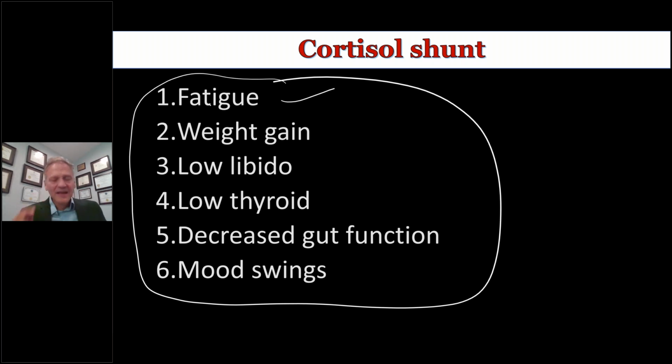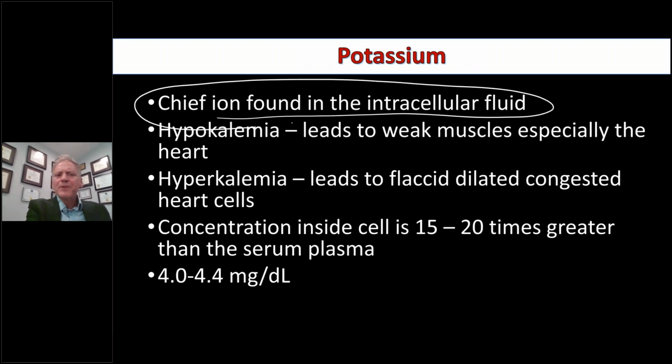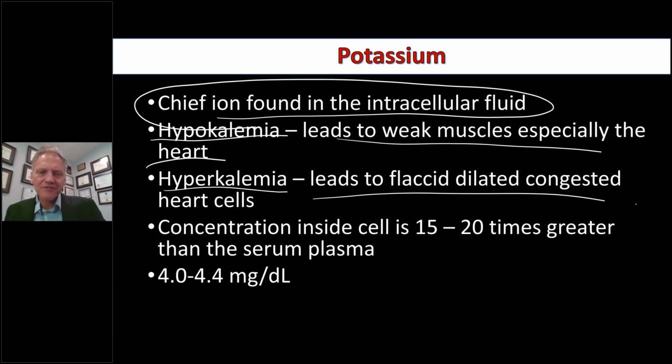Okay, so let's talk about potassium. We talked a little bit about it. It's the chief ion found intracellularly. Hypokalemia, low potassium, leads to weak muscles, especially the heart. Hyperkalemia leads to flaccid, dilated, congested heart cells. So potassium is one thing you don't want to get wrong, right? Potassium is not like sodium. Sodium is retained by aldosterone. We have no mechanism in our body to retain potassium. So if somebody's having a lot of diarrhea, they're throwing up, or they're on a diuretic that doesn't have potassium, then you want to look at that potassium and make sure that you're okay with it.